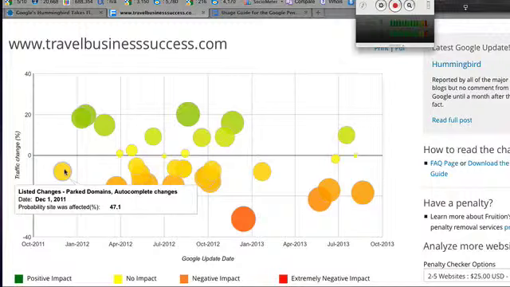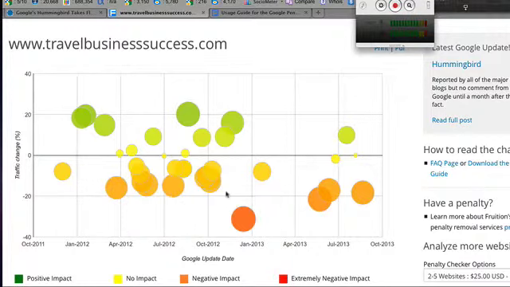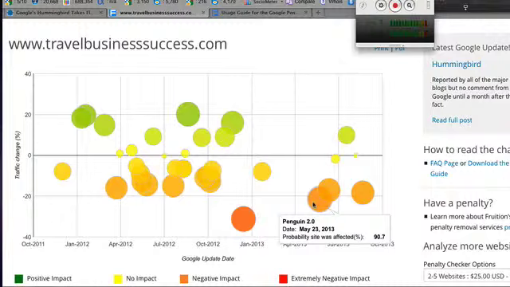Now, Penguin 2, which we will find on your site here, it's May 23rd, 2013. Okay, I got it. 2013. Okay, I'm in the wrong year. Let me pop over here. Oh, okay, there's Penguin 2. So your website was negatively impacted, and it's actually the opposite of what we've seen from most of the websites that have signed up for the Google Penalty Checker.